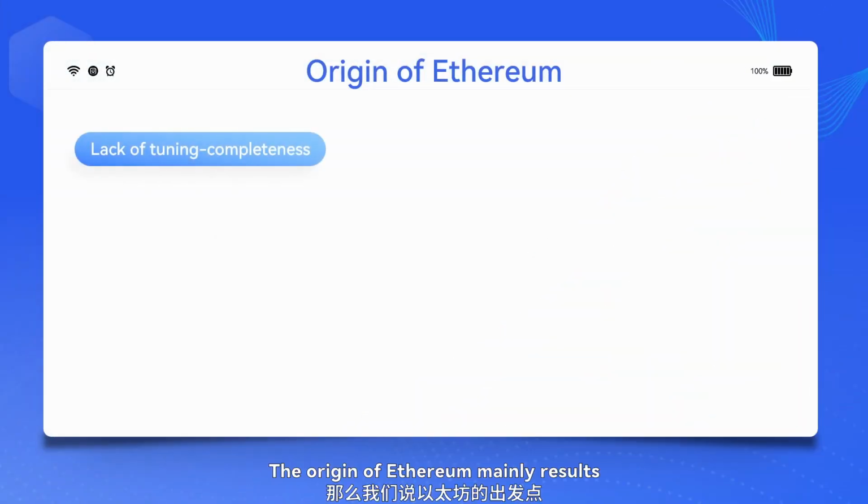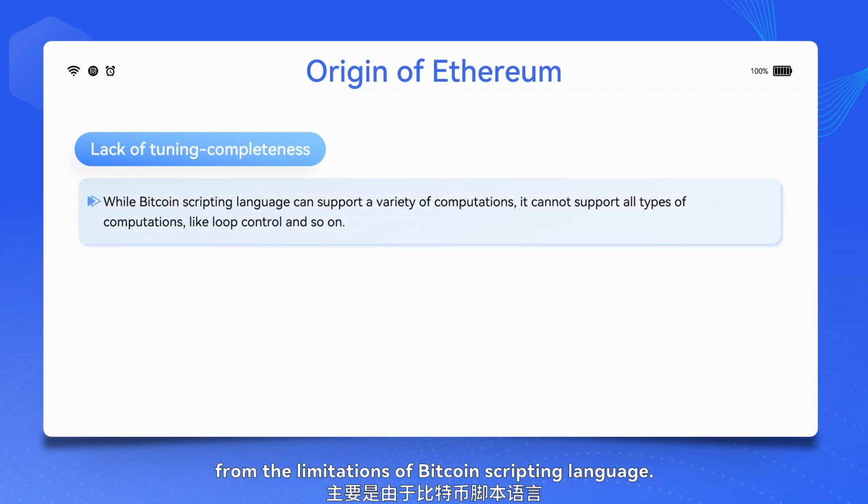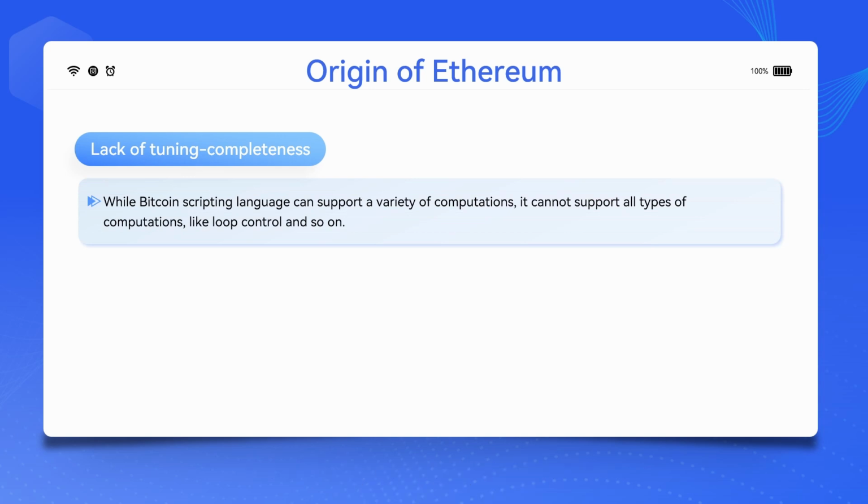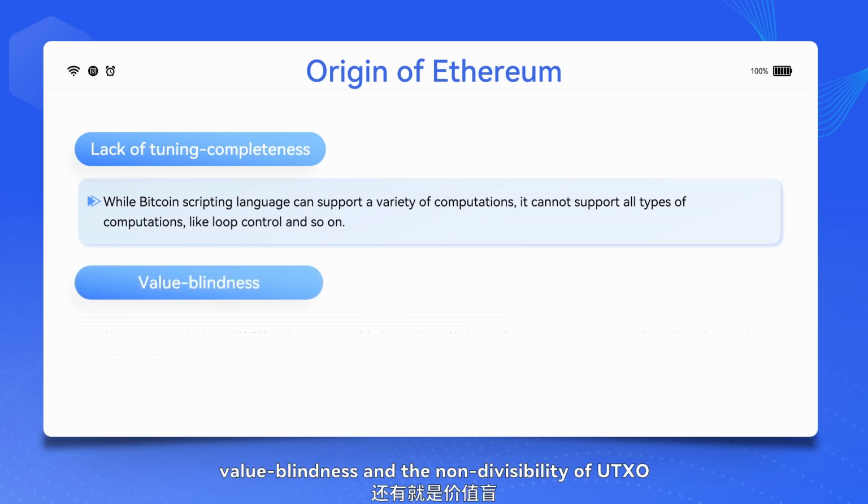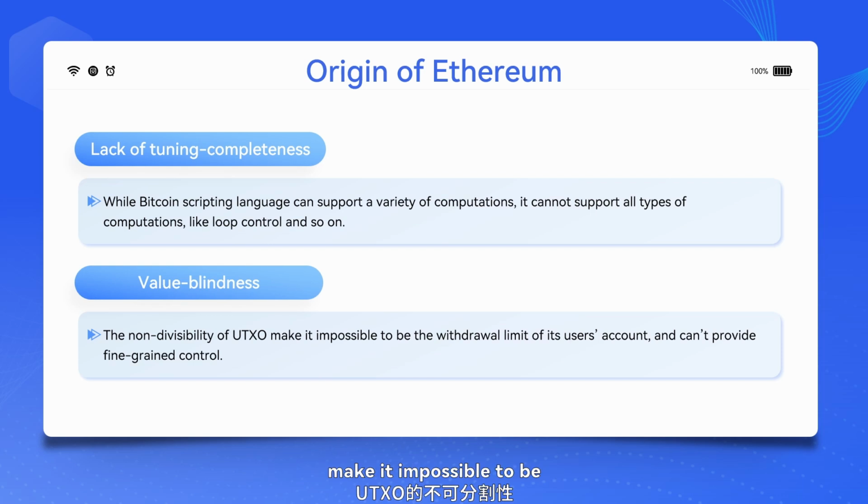The origin of Ethereum mainly results from the limitations of Bitcoin's scripting language. While Bitcoin scripting language can support a variety of computations, it cannot support all types of computations. For example, its lack of loop control, value blindness, and the non-divisibility of UTXO make it impossible to set the withdrawal limit of its user's account, and it can't provide fine-grained control.